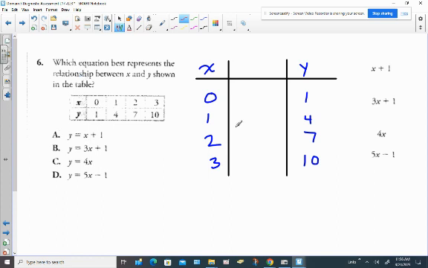Which equation best represents the relationship between x and y shown in the table below? I took this table and I just turned it into a vertical table rather than a horizontal table, just because I think it's easier to work with that way. So we're going to take each choice.